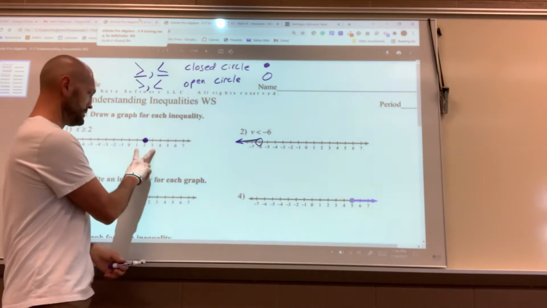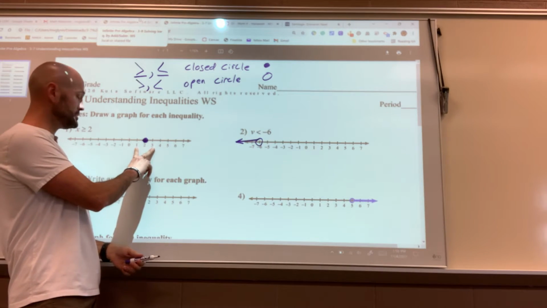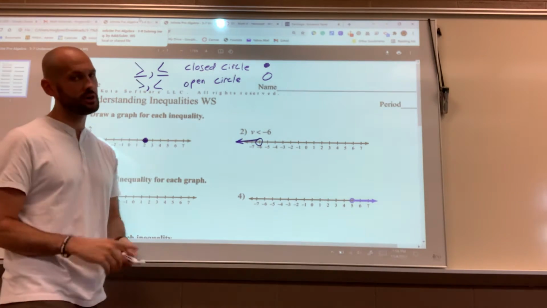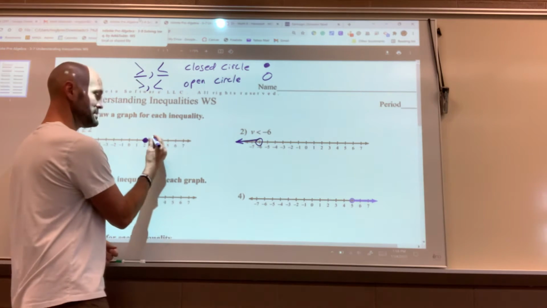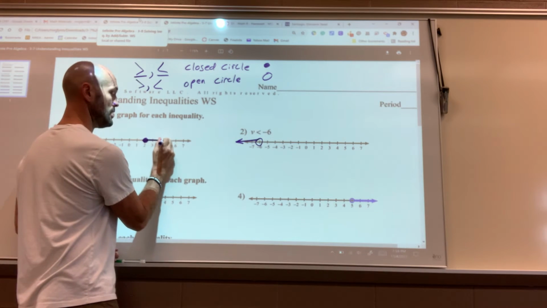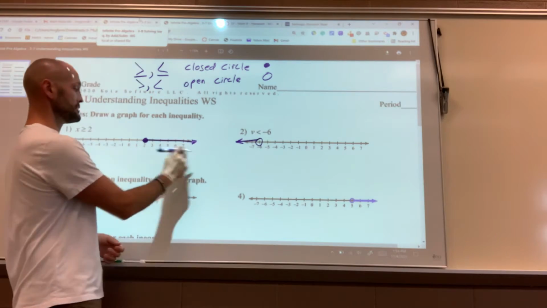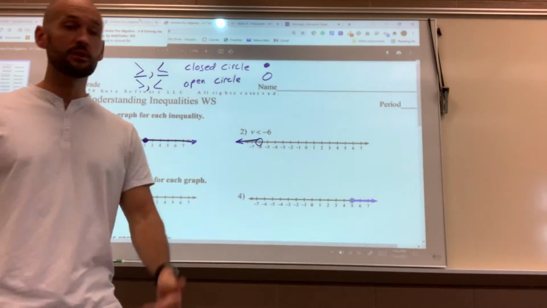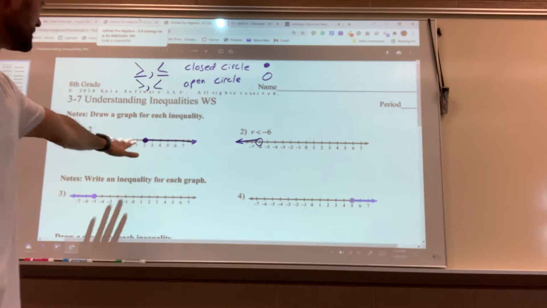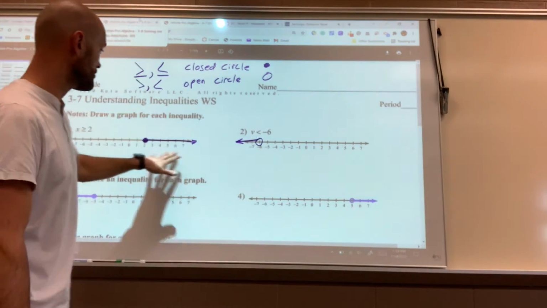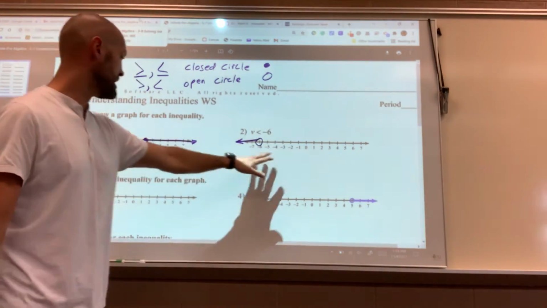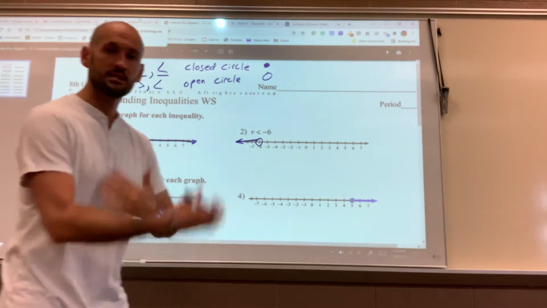Go to the number line. Which number is greater than 2? 1 or 3? If you don't know this, we got problems, okay? 3 is bigger. So it's going to be all the numbers that are greater than 2. Done. Guys, that's how easy this first part is, okay? All right, let's work it backwards now.